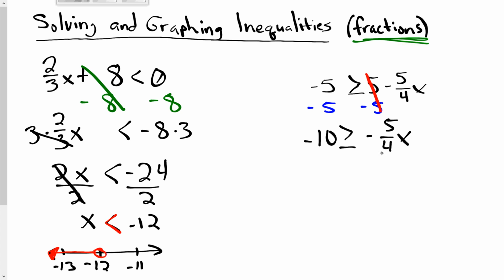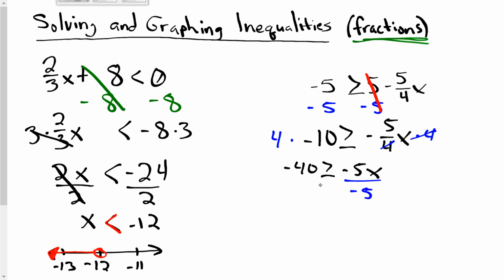And this one goes the same. I can either divide both sides by -5/4, just plug that into my calculator, or I can break that down into 2 steps. Those steps would be multiplying by 4 to cancel out this 4 and this 4. 4 times -10 is -40, greater than or equal to -5x, and then divide by the -5.